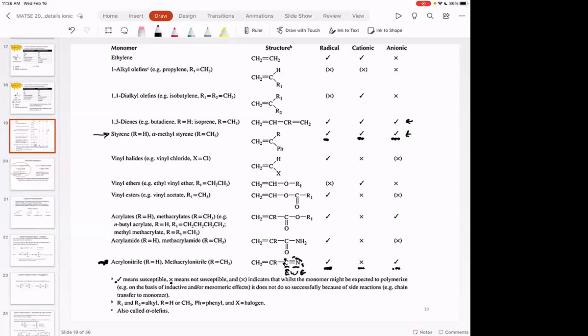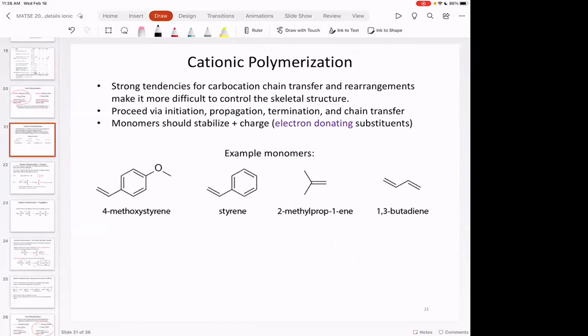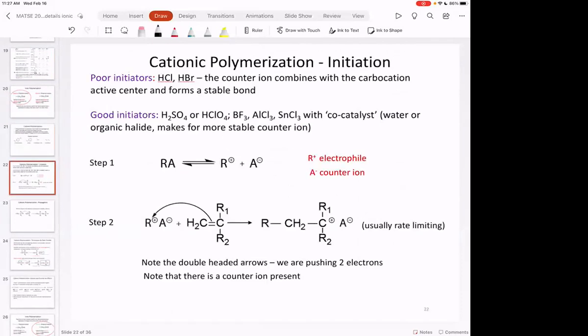All right, so just like we went into the details of free radical polymerization, pushing the arrows, figuring out how initiation works, which you did for your homework, we're going to do the same thing for cationic and anionic polymerization now.